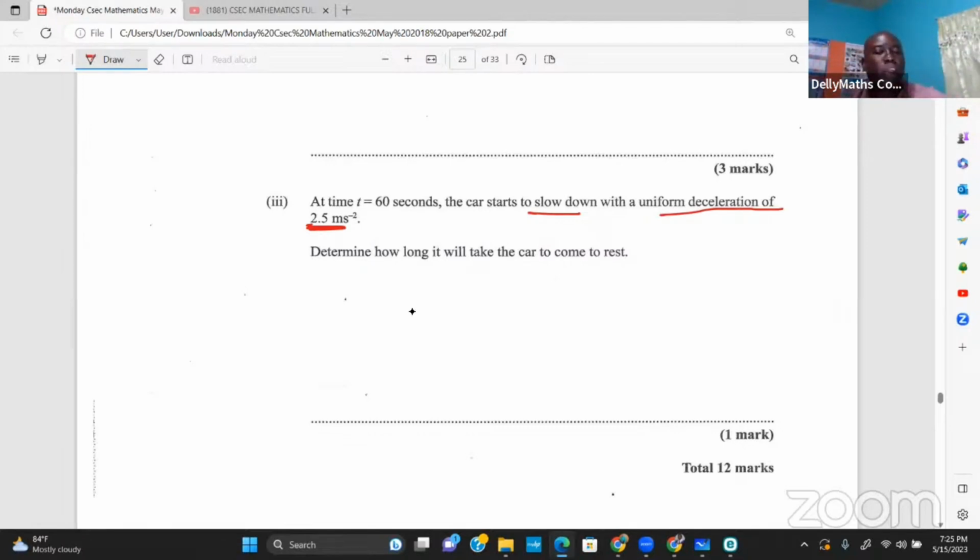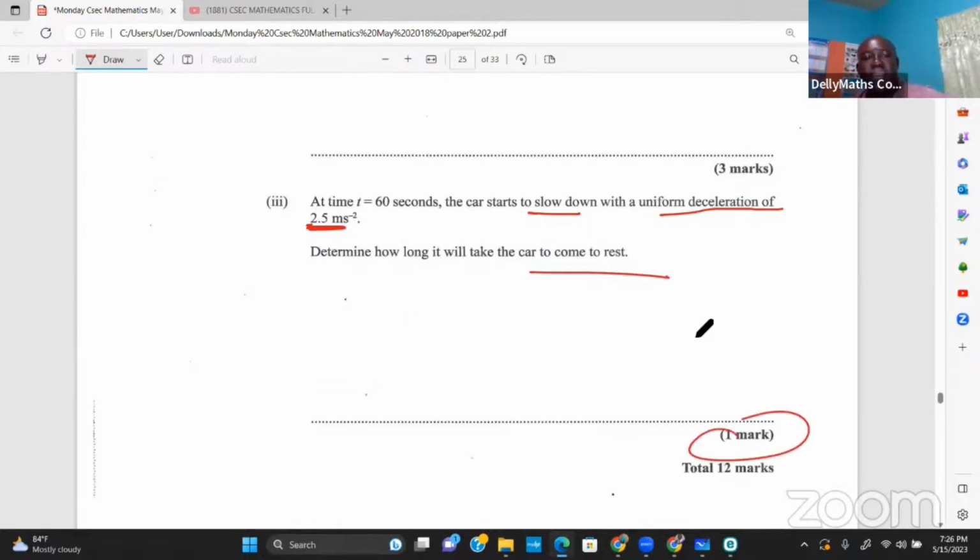retardation. So we are cutting down our speed, but how are we cutting it? We're cutting it by 2.5 meters per second squared, right? So 2.5 is coming off, coming off, coming off. If you think about that, that's what is going on. So here's the question. Determine how long it takes the car to come to rest. It's 1 mark.